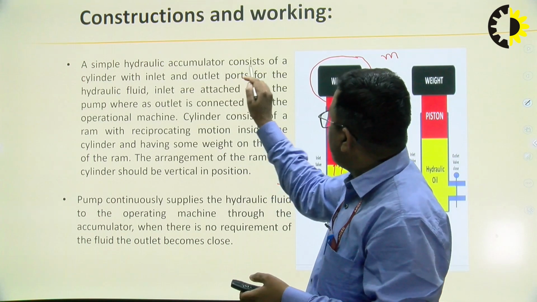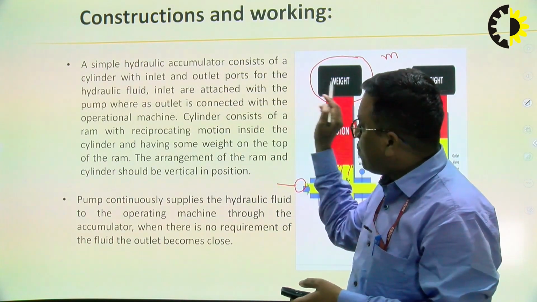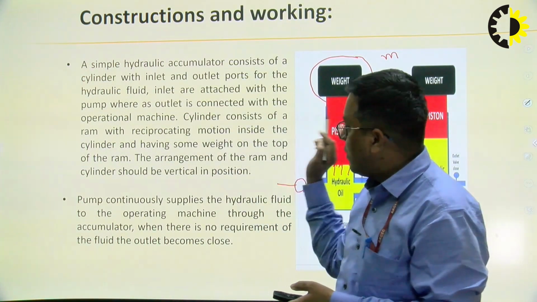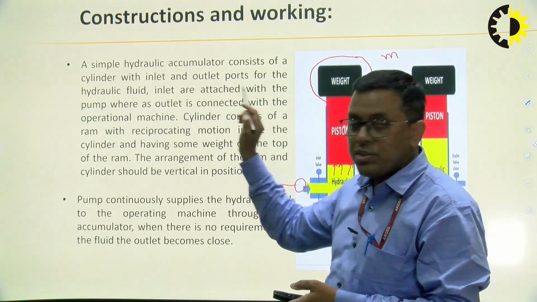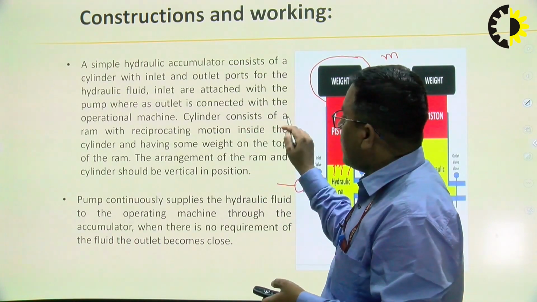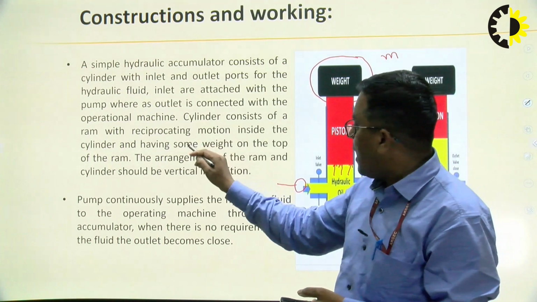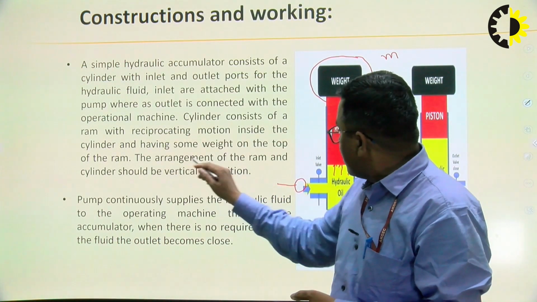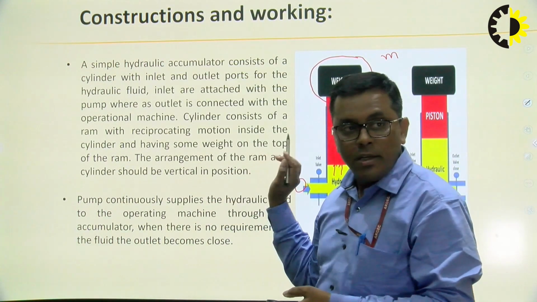A simple hydraulic accumulator consists of a cylinder with inlet and outlet ports for the hydraulic fluid. The inlet is attached to the pump, as I already told, whereas the outlet is connected with the operational machine, which can be a lift, a press, anything else. The cylinder consists of a ram with reciprocating motion inside the cylinder and having some weight on the top. So all the points I made clear. The arrangement of the ram and cylinder should be vertical in position.